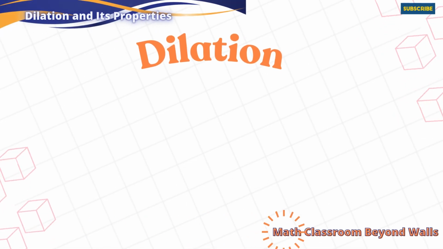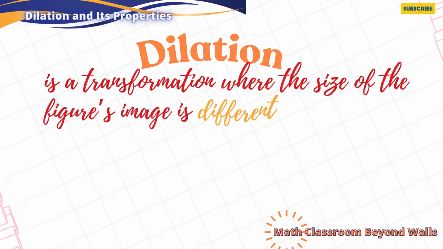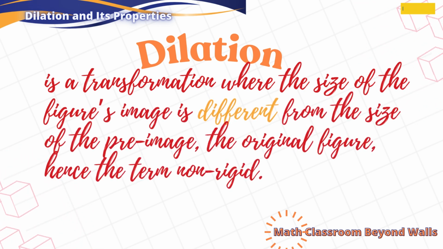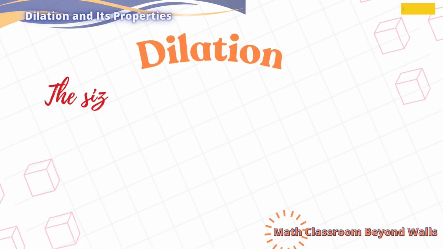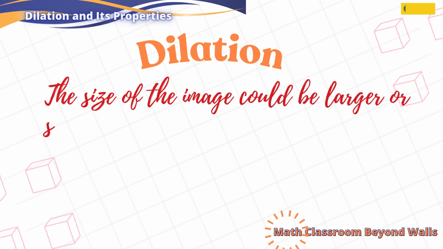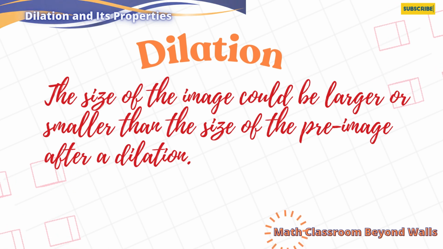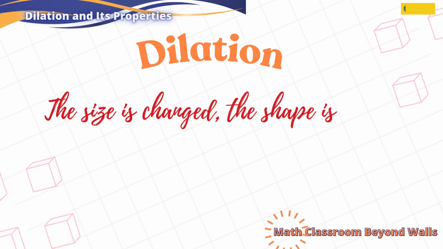Dilation, on the other hand, is a transformation where the size of the figure's image is different from the size of the pre-image, the original figure, hence the term non-rigid. The size of the image could be larger or smaller than the size of the pre-image after a dilation. Though the size is changed, the shape is retained.